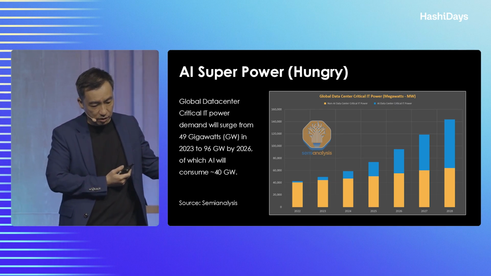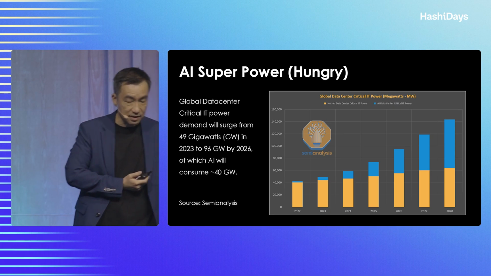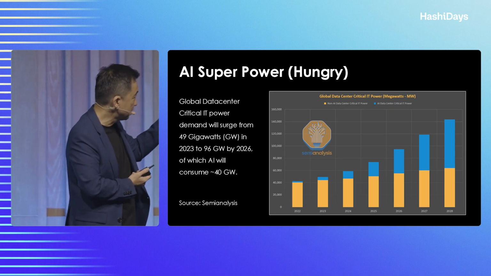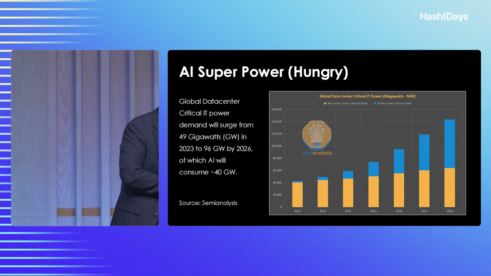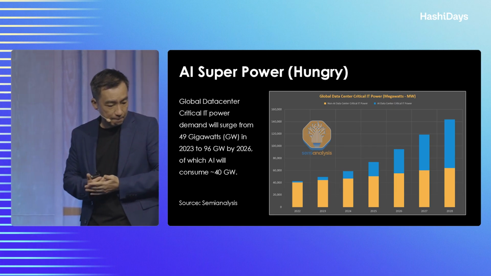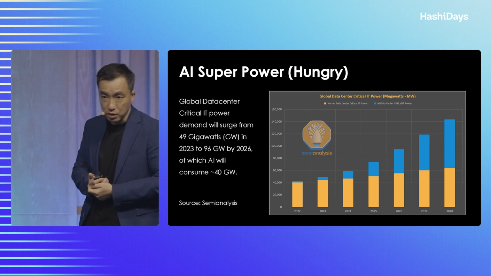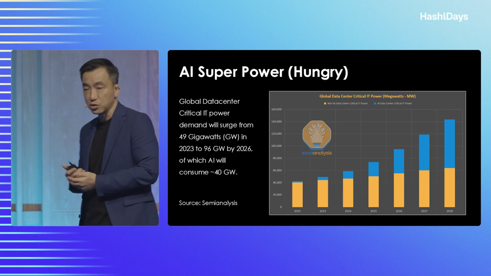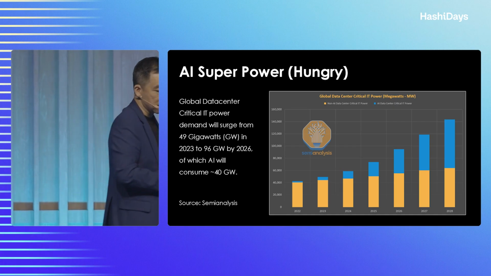Look at the chart on the screen. The blue color represents AI data center capacity. You look at 2022, the blue part is a small part. Over time, the blue part gets much bigger. So the projection is there will be a demand surge from 49 to 96 gigawatt of power by 2026. And AI is going to consume 40 gigawatt of additional data center power just in the US alone. And that's a reality.